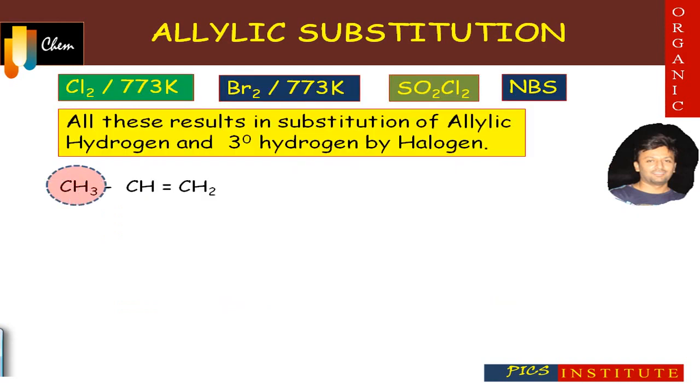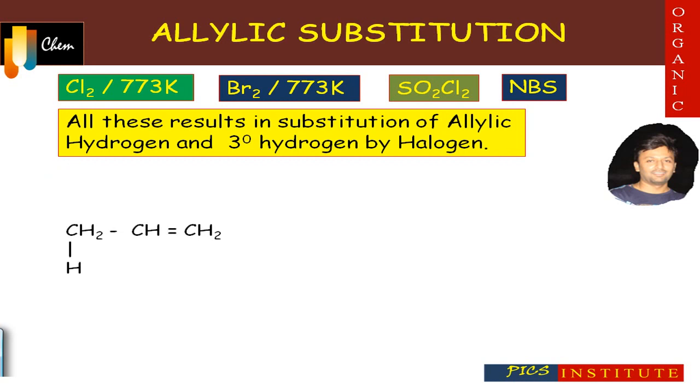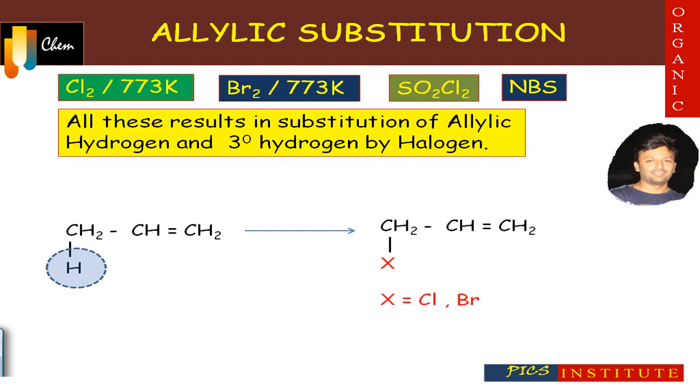Allylic substitution means replacement of allylic hydrogen by halogen. Carbon next to the double bond is called allylic carbon, and hydrogen attached to this carbon is called allylic hydrogen. This reactant can be represented as, now this separated hydrogen is allylic hydrogen. So all these reagents replace this hydrogen by halogen. Halogen can be chlorine or bromine.